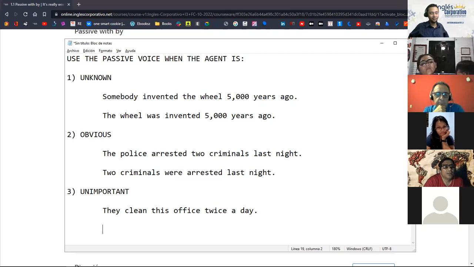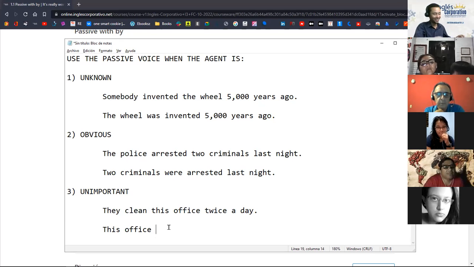This office. Was. This was. Not was in this case. Because when you say they clean, this is present simple, not past simple. Clean. Is cleaned. This office is cleaned twice a day. Twice a day, correct.